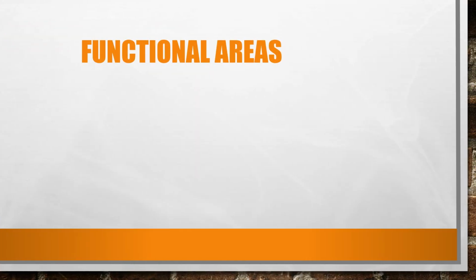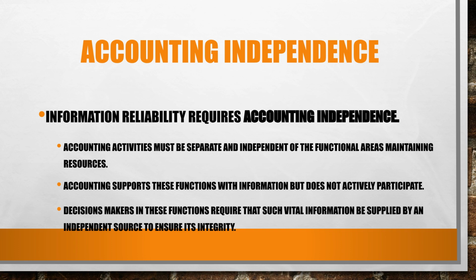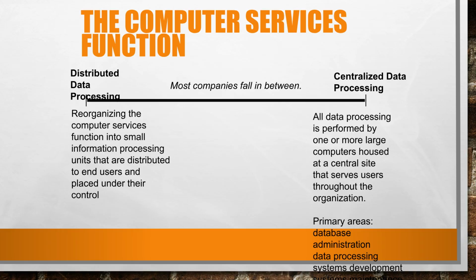Organizational structure is crucial as it defines responsibility, authority, and accountability. A common approach is to segment the organization by business function. Functional areas typically include production, marketing, distribution, personnel, finance, accounting, and computer services, each managing specialized operational tasks. To ensure reliability, accounting must maintain independence. It supports other functional areas with information but operates separately to ensure integrity.